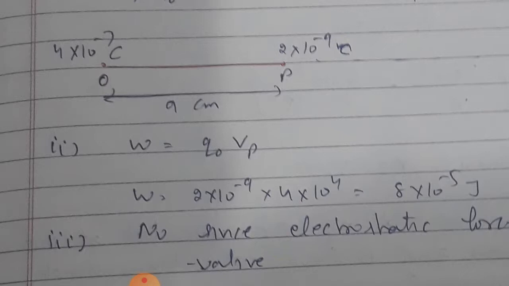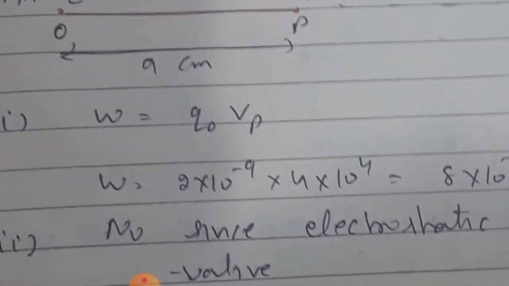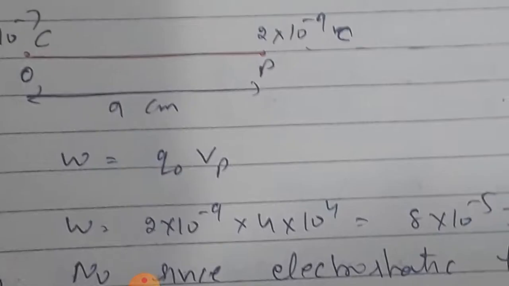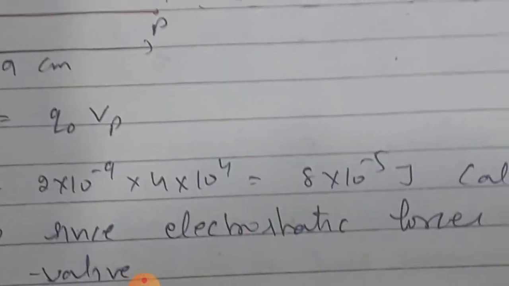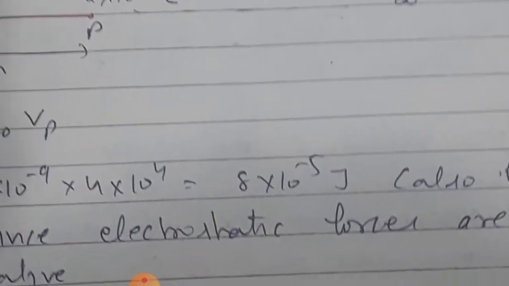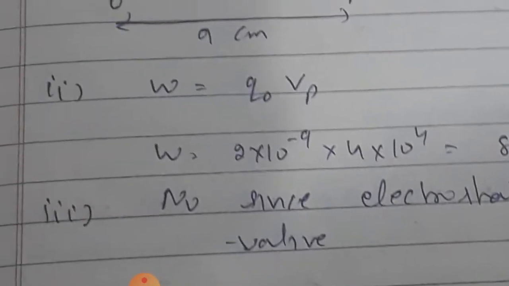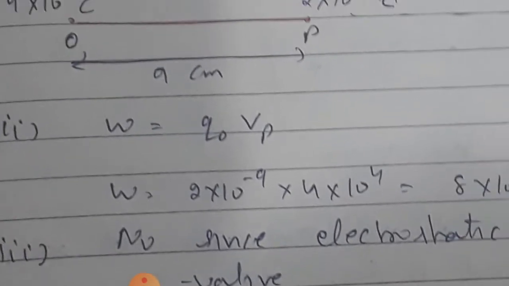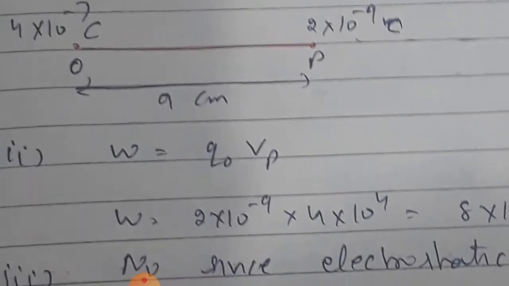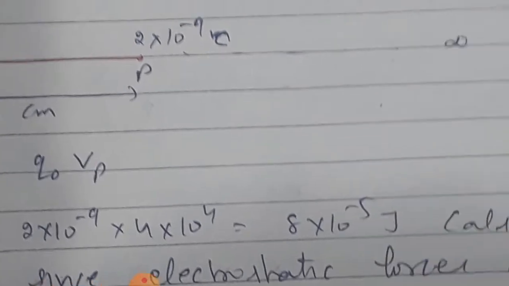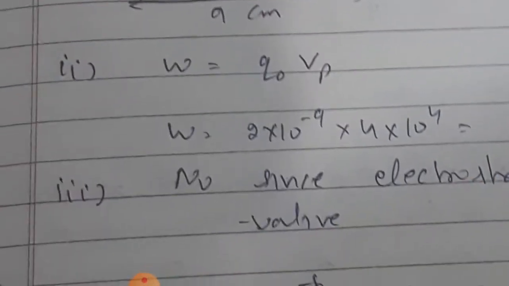Q naught is given to be 2 into 10 raised to power minus 9, and Vp we had evaluated in the first part, that is 4 into 10 raised to power 4 volt. So answer is 8 into 10 raised to power minus 5 joule. This work done is also called the potential energy of the system. If you are asked in this same numerical to evaluate what will be the potential energy of the system, this work done is equal to the potential energy of the system. So it is also called potential energy of the system.